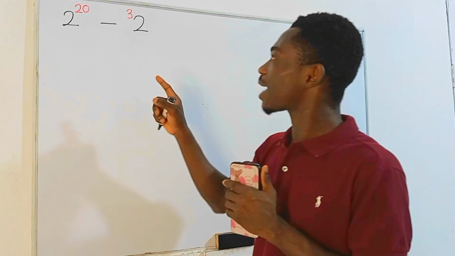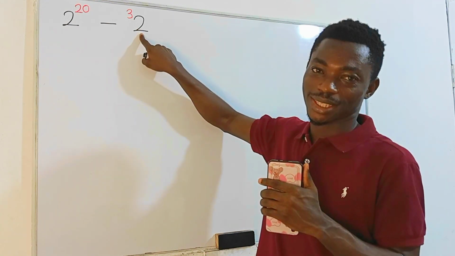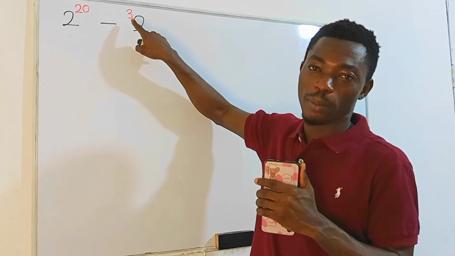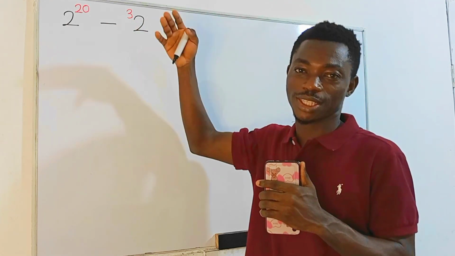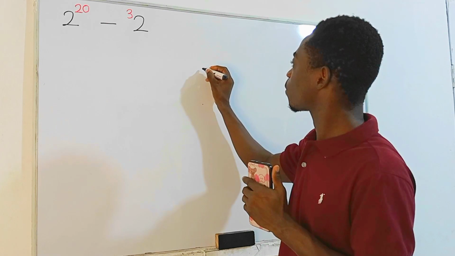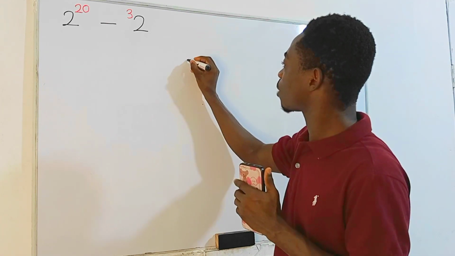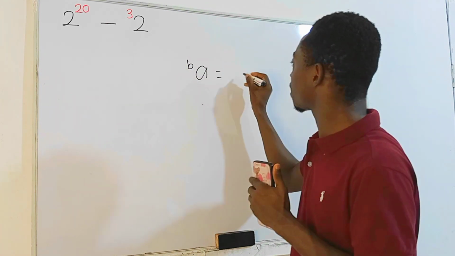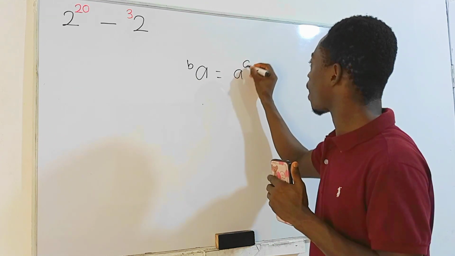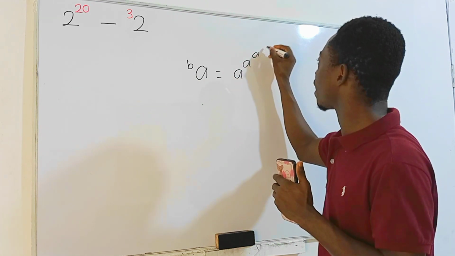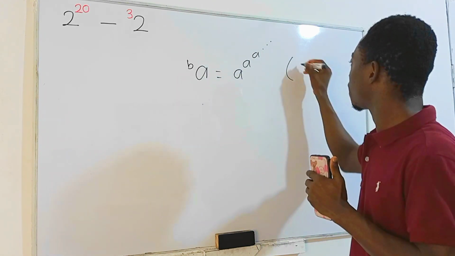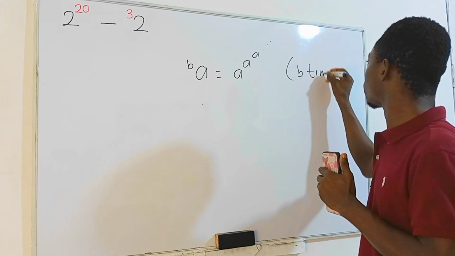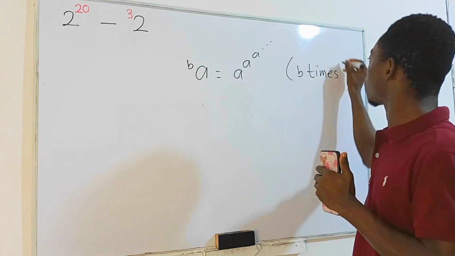In fact, before we start, let's consider what this is: 2 raised to the superpower 3. Now remember, tetration is a repeated exponentiation. So let's say we have a tetrated to b. This is the same as a to the power a to the power a to the power a, and it keeps on going up to b number of times. That is what it means.